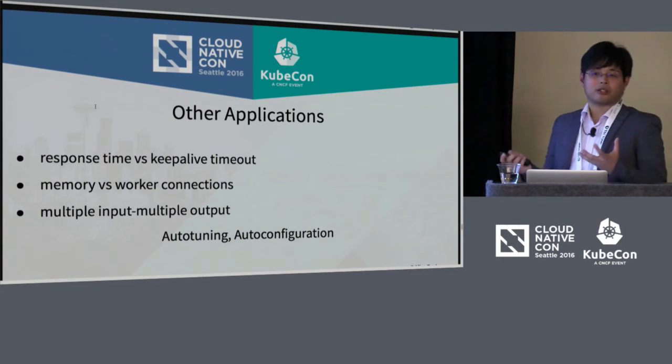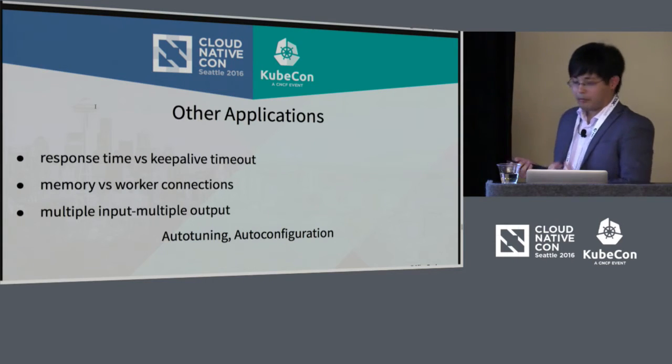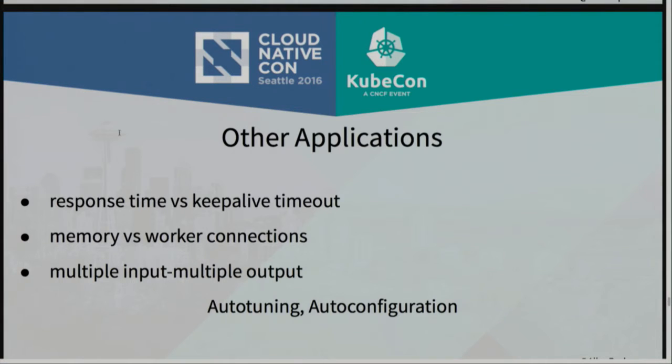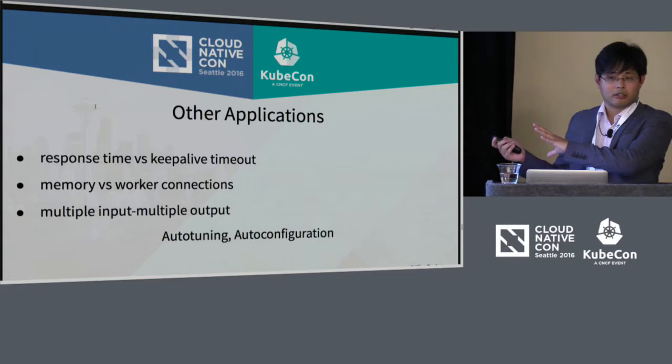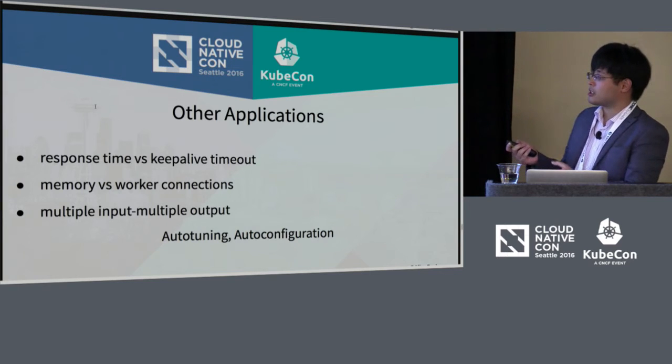You can use control theory not only in autoscaling. People have done auto-tuning and auto-configuration before. For example, people have configured their Nginx or Apache services, adjusting the keep alive timeout in response to the response time of the application, or for Nginx, the memory versus the number of worker connections. So your queue is adjusted.